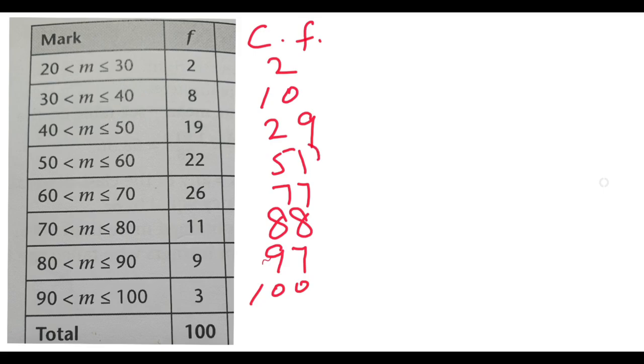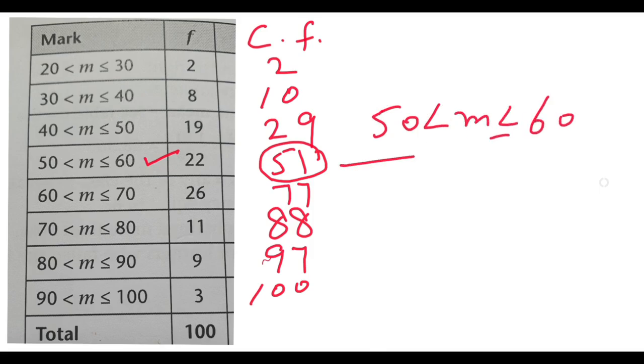That will fall in this cumulative frequency here, and the class is between 50 and 60. So therefore the median class is between 50 and 60. This is my median class. So the 50.5 falls in 51, and this is a cumulative frequency, so the median class is between 50 and 60, because the position of the median falls in this class interval.